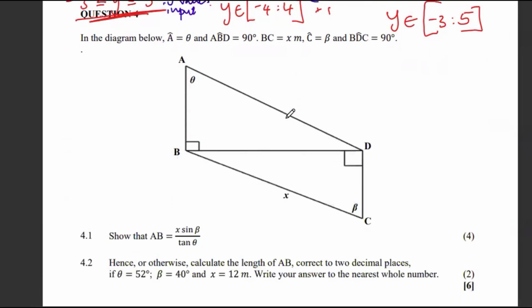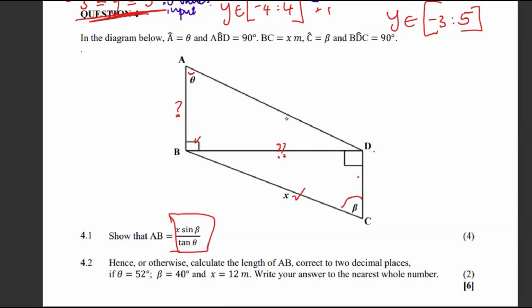Question number 4, which is the 2D trig. Telling us that in the diagram, A is theta. ABD is a 90, and then BC is x, A is beta, and then BDC is a 90. Now, can we show that AB is given as this? Okay. So we have this beta, we have the x. So meaning that we need to look for this. If we can find BD, then we can find AB.